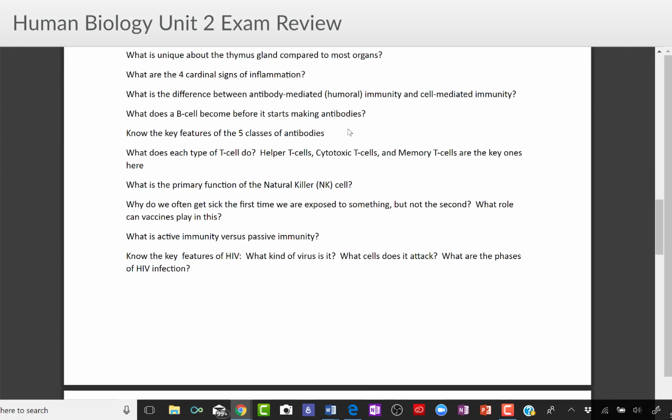The last one is IgD. I don't even know, they're on the surface of B cells as well. They probably play a role in activating B cells, but it's not clearly understood, so they're not a super important one.